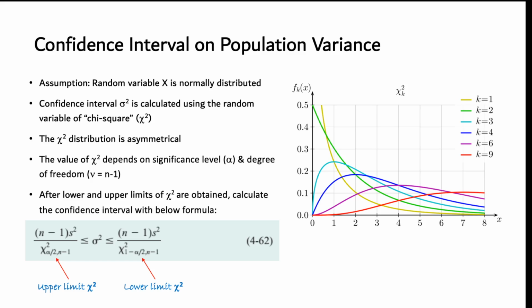Now we review how to calculate the confidence interval of the population variance of a normally distributed random variable x. The variable used to calculate this interval is the chi-square. In contrast to variables z and t, the chi-square is asymmetrically distributed, with a value determined by the significance level and the degree of freedom. After the chi-square lower and upper limit values are obtained, the confidence interval of variance can be calculated by the following formula. If what is required is the standard deviation confidence interval, then we just need to calculate the square root of the variance confidence interval.